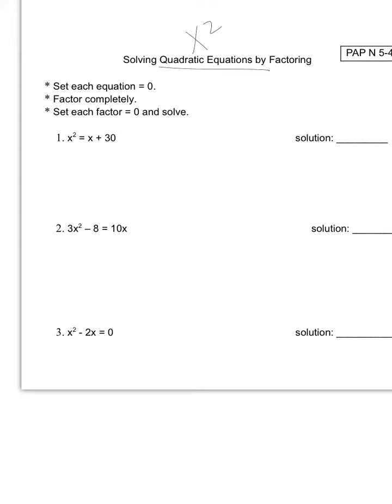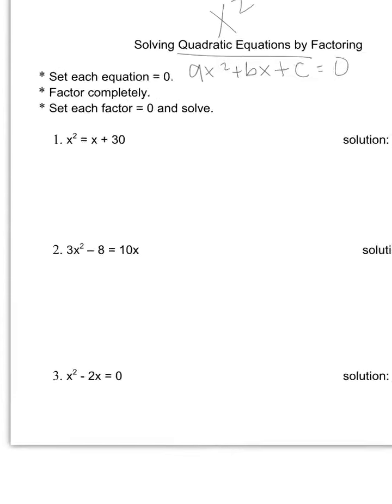Okay, so the first step is to set each equation equal to 0. When you have a quadratic equation, the standard form is ax squared plus bx plus c equals 0. Once you have it in that form, you're going to factor it completely, and then set each factor equal to 0 to solve for x. Okay, so let's look at this first example here.